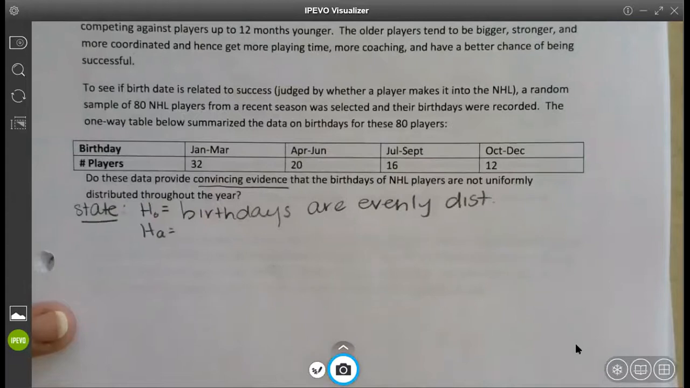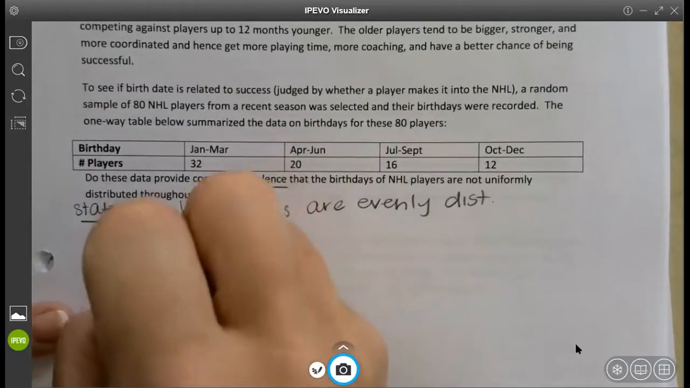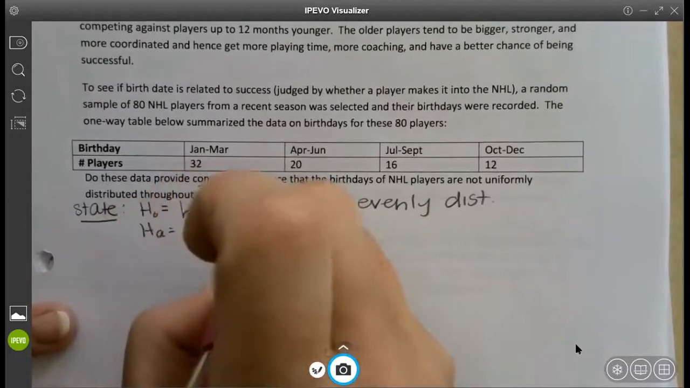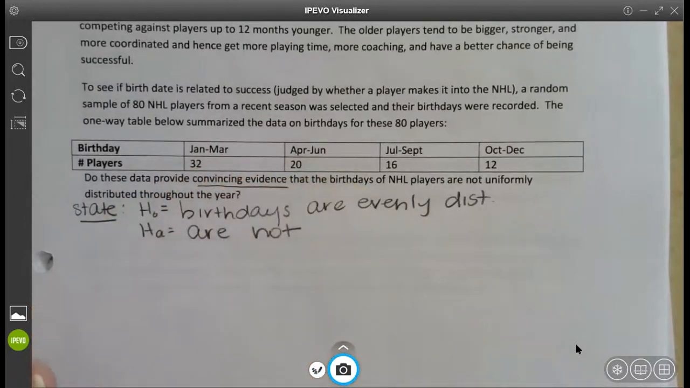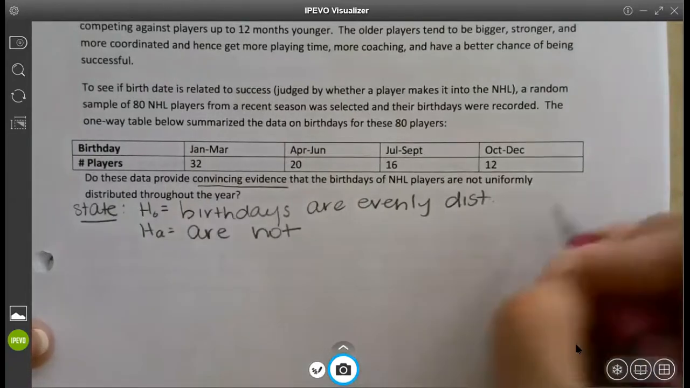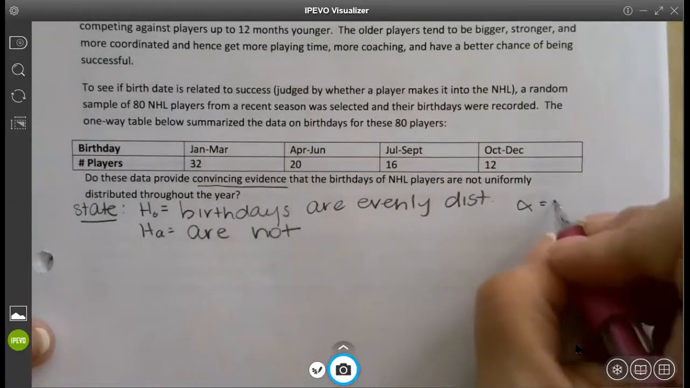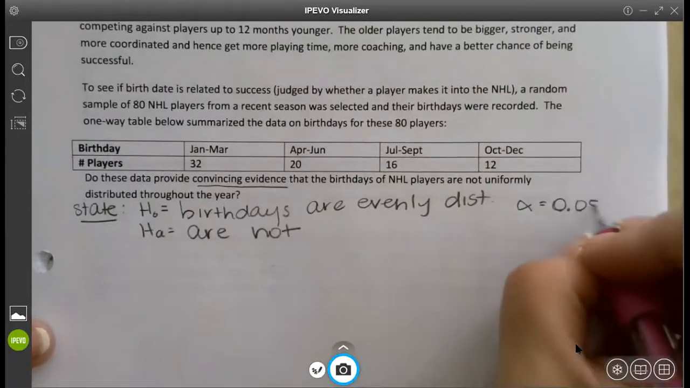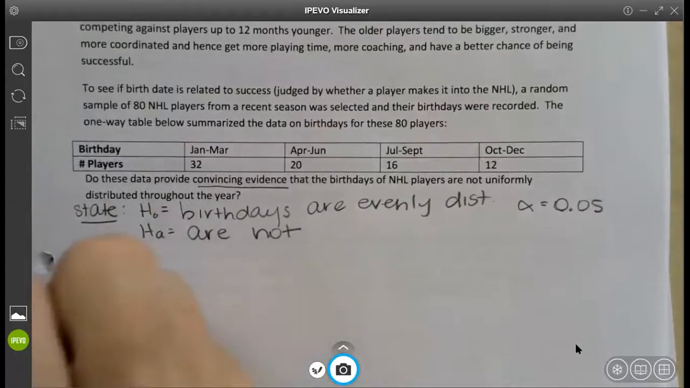So your alternate would be what? Or not. Make sure on your test you write it out in your notes. I don't care. Okay. What else do we need in our state? Our alpha level. And what is our alpha level on this one? Yep, 0.05 because they didn't tell us.